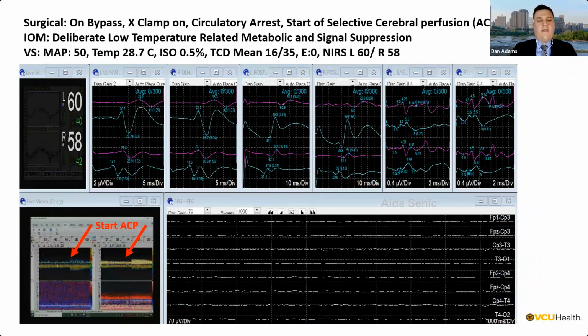At the onset of antegrade selective cerebral perfusion, we can confirm adequate perfusion to the brain, in this case via the extracranial internal carotid arteries. This slide is demonstrating how TCD technology is used in combination with the Cadwell Cascade Pro neurophysiologic monitoring system using intraoperative EEG, somatosensory evoked potentials, brainstem auditory evoked potentials, and cerebral NIRS oximetry.